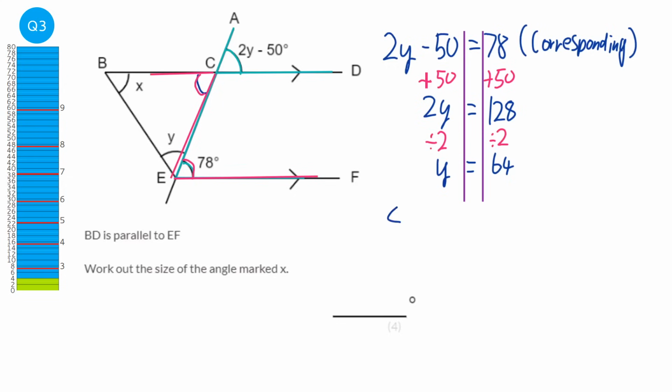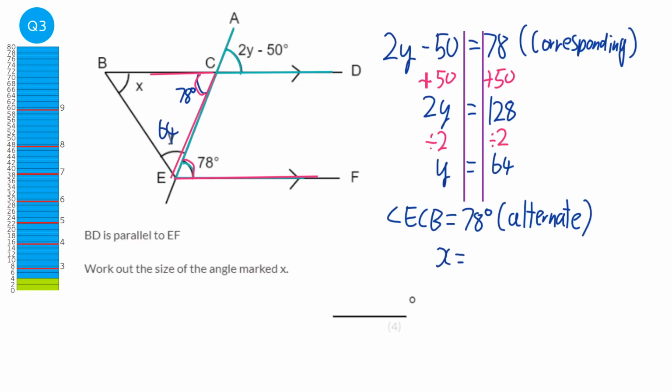So angle ECB is equal to 78 degrees. So this will be 78 degrees. And the reason for that is alternate angles. And then finally, if we know this is 78 and we know that this is 64, because we know what y is, then we can work out what x is.